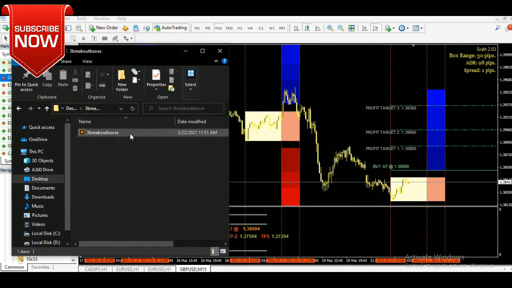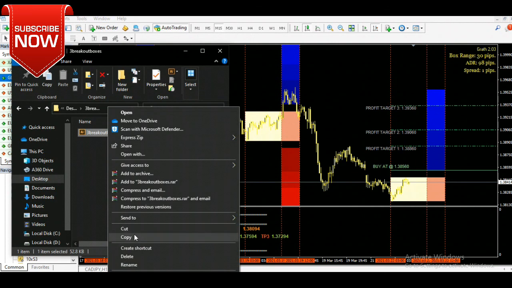Buy Sell Signal Breakout Forex Indicator for MT4 free download.